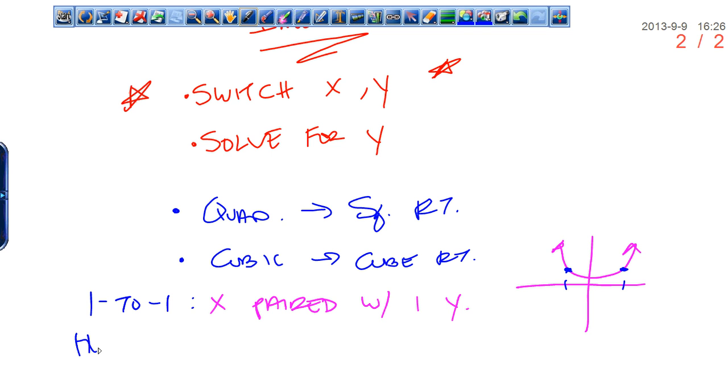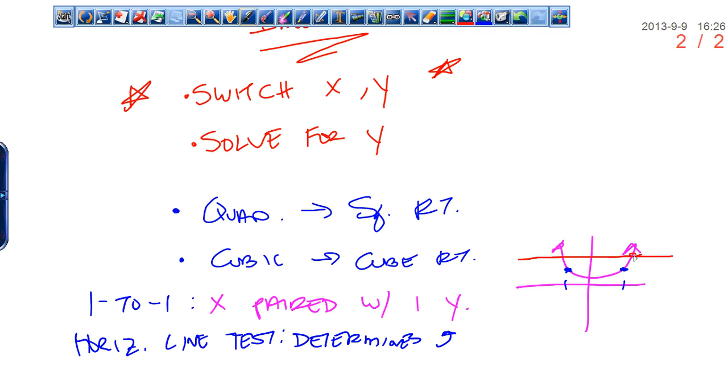There's something called the horizontal line test, which is very similar to the vertical line test. This determines if something is one-to-one. If you draw a horizontal line right there, it hits it twice, so therefore it's not one-to-one. And this also determines if the inverse is a function or not.